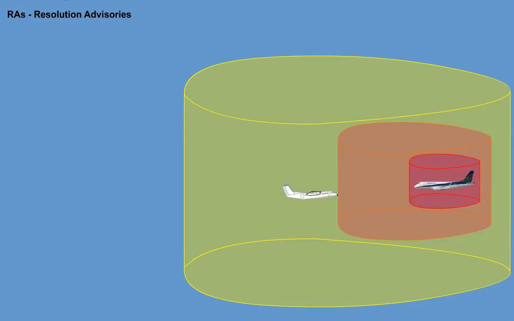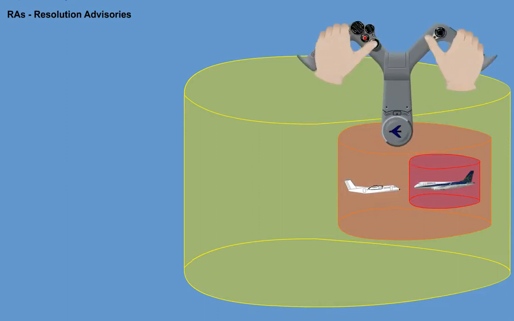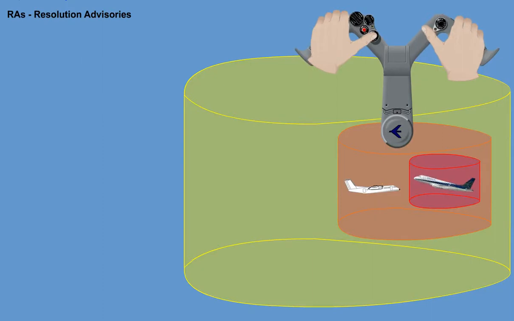RAs. Resolution advisories indicate what vertical maneuver must be performed or avoided to assure safe separation. A resolution advisory is given for an intruder aircraft entering the warning area 20 to 30 seconds from the TCAS collision area. Note, prompt action is required to avoid the intruder.